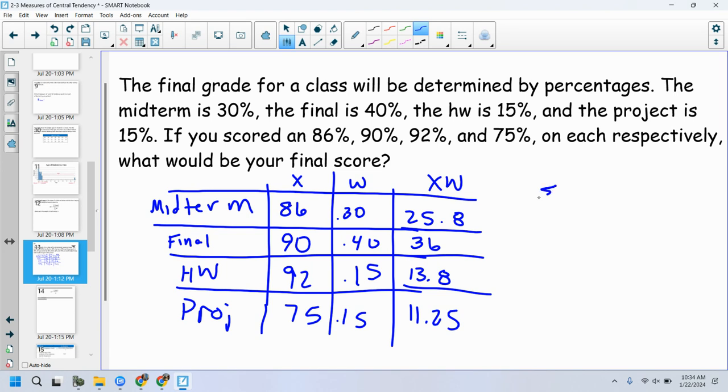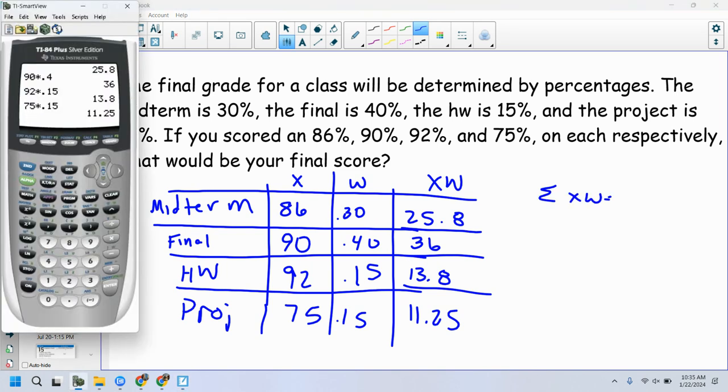Okay, so sum of xw is going to be, let's add that column, 25.8, 36, 13.8, and 11.25, which gets me, I didn't hit the plus button. Okay, I'm going to go insert here. Plus. Yeah, there we go. 86.85.